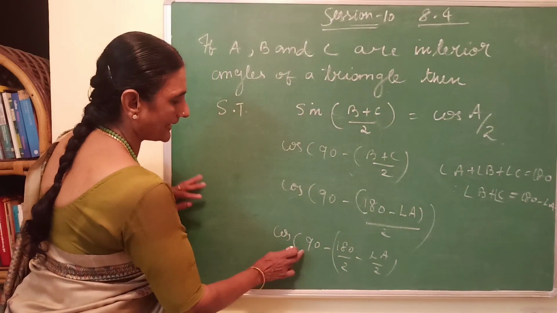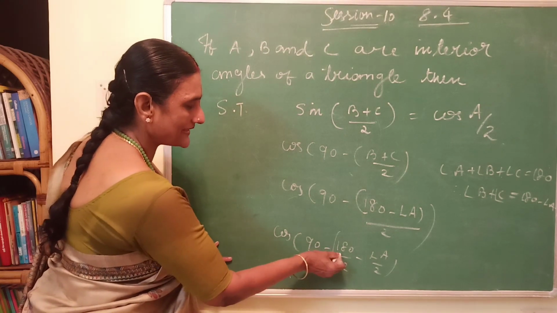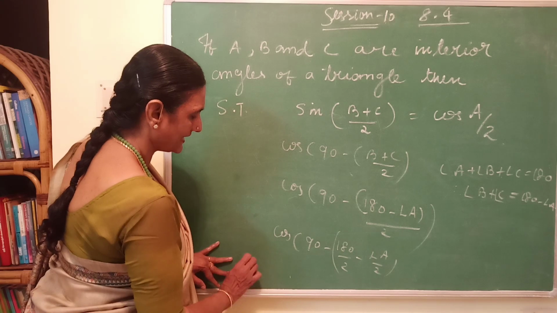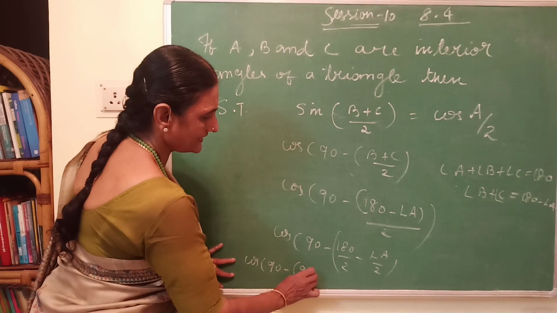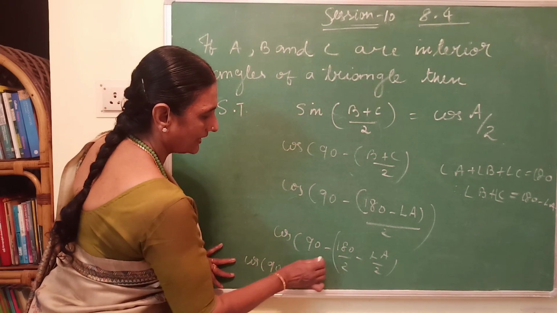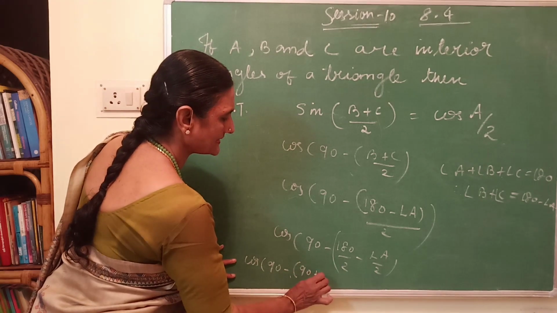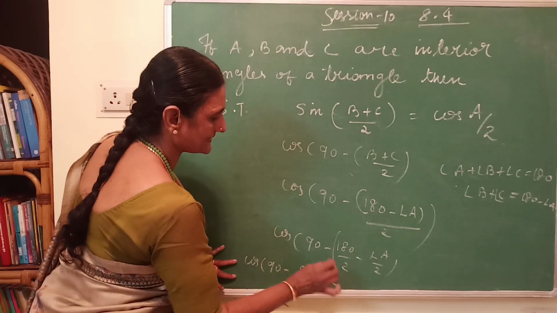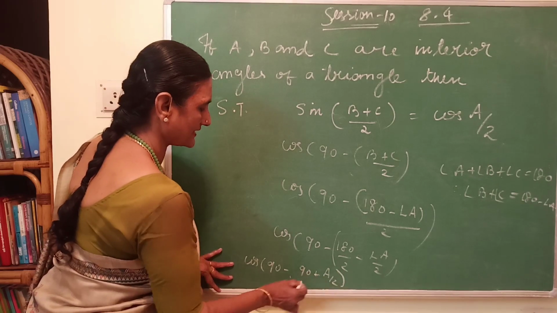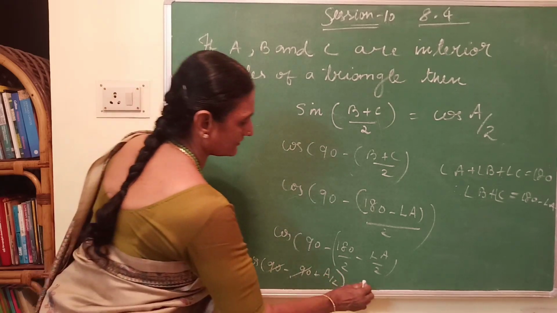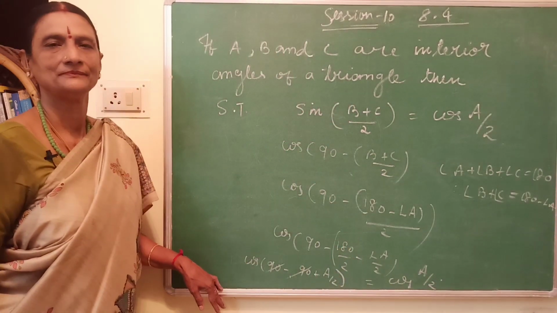Now, here 90 minus 180 by 2, that is going to give you 90 minus 90. When it comes out of the bracket, the minus also comes outside the bracket, minus and minus becomes plus A by 2. So these brackets automatically get cancelled. So you have to close by means of a single bracket. So you will get cos of A by 2. The answer is cos of A by 2. You have to finish like this.